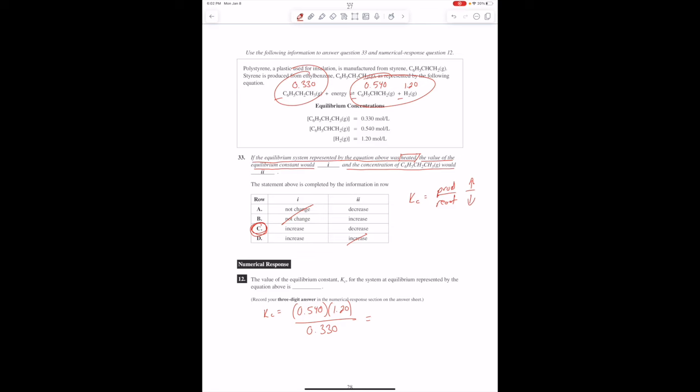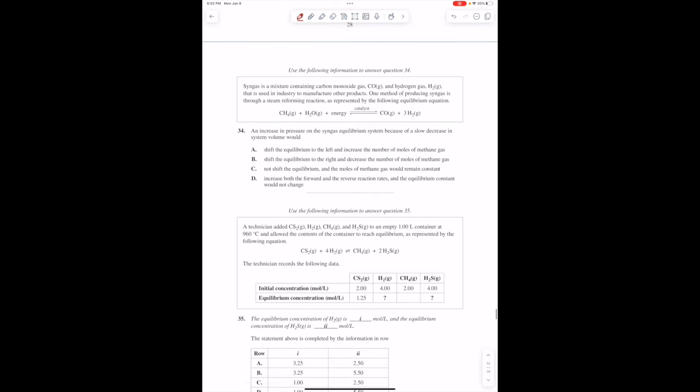And I get 1.96. 1.96. I'm going to go check my answer. 1.96. Good. 34. This looks like Le Chatelier. Increase in pressure.